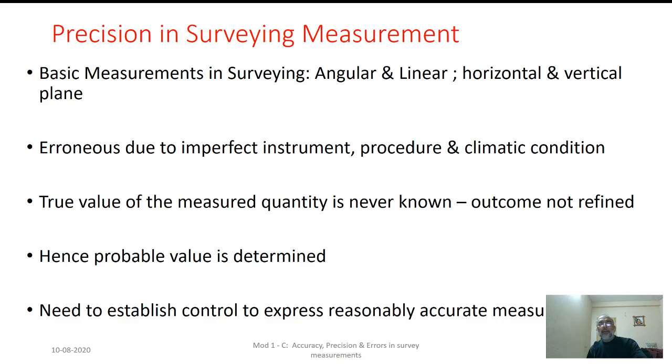So to say, we are not always in a position to understand the extent of the error, and hence, as the error or its true value is not known to us, the true value of the measured quantity is also never known.